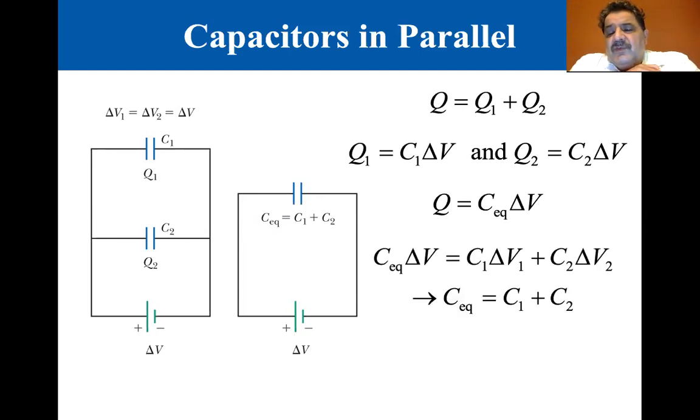Well, what is that? We see C equivalent times delta V is equal to C1 delta V1 plus C2 delta V2. But wait a minute, we just said delta V1 and delta V2 are all the same. Up there in the upper right corner, you see delta V1 equals delta V2 equals delta V. So we can take that out of the equation. We can divide by delta V on both sides, and it all disappears, and you see C equivalent is equal to C1 plus C2. Let me go back to the iPad, and there's a different way that I want you to look and learn about it.